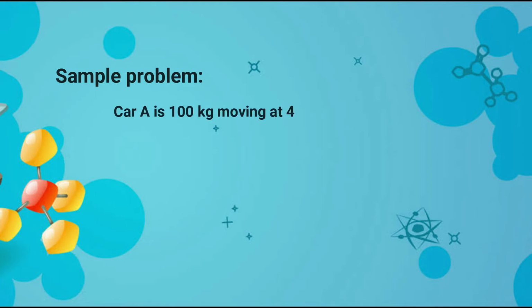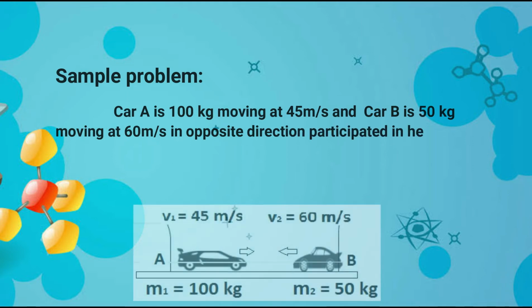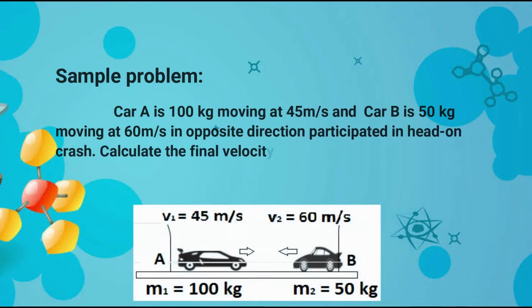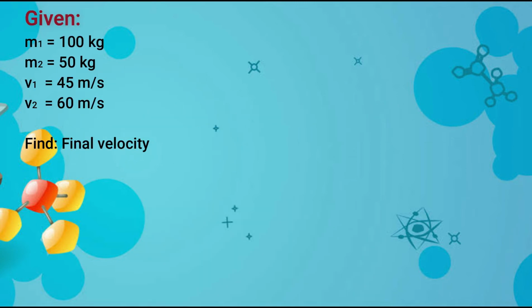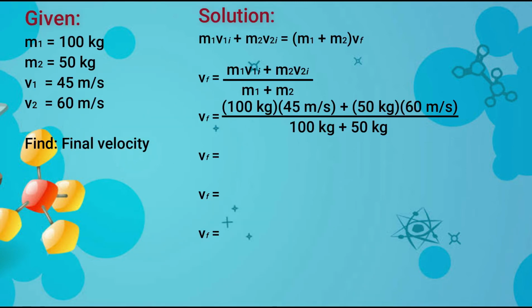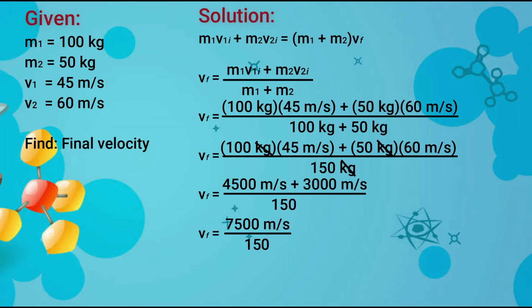Car A is 100 kg moving at 45 meters per second and car B is a 50 kg moving at 60 meters per second in opposite directions participated in a head-on crash. Let's calculate the final velocity. Since this is an inelastic collision, we will use this formula. m1v1 plus m2v2 equals quantity m1 plus m2 times v. Then, we will get the final velocity, which equals to 50 meters per second.